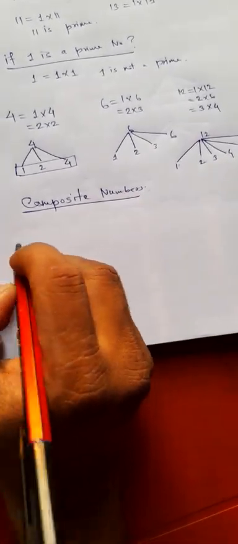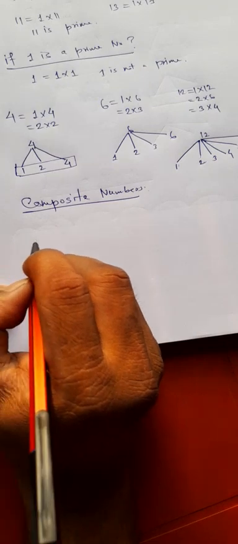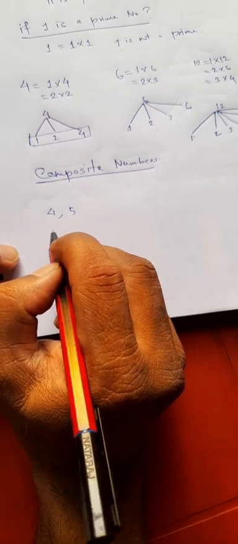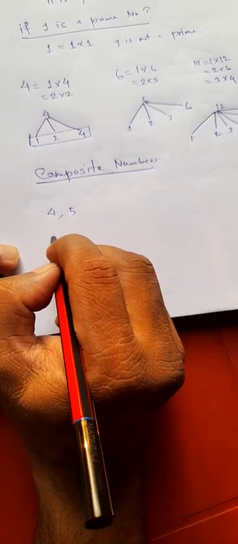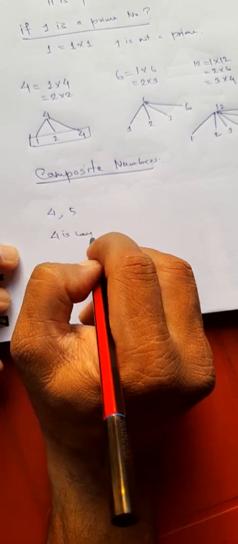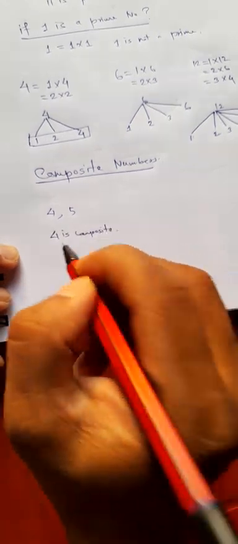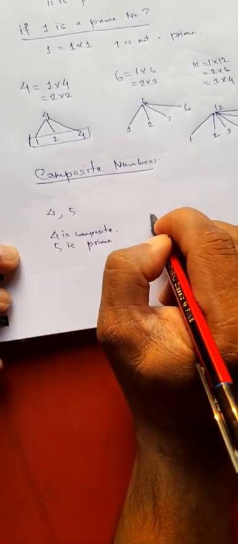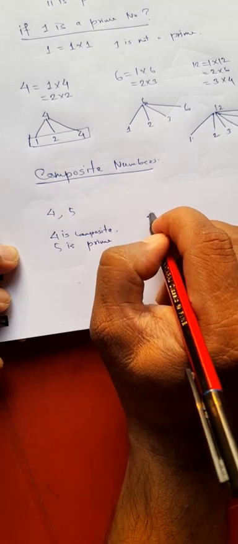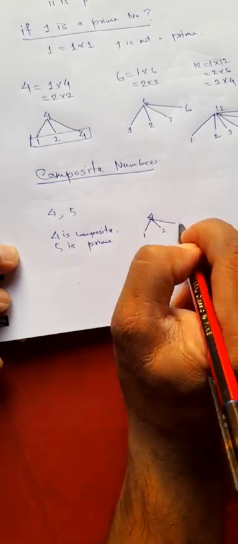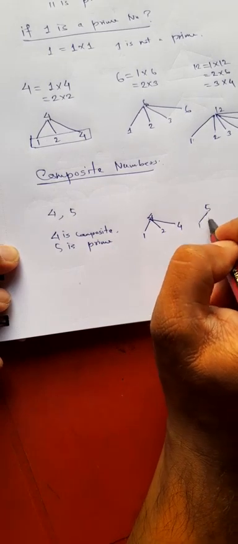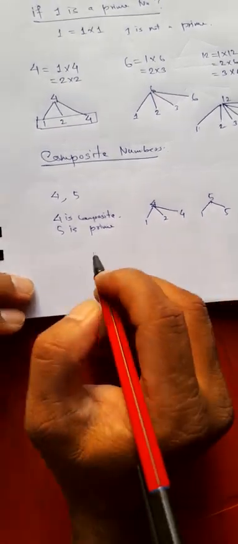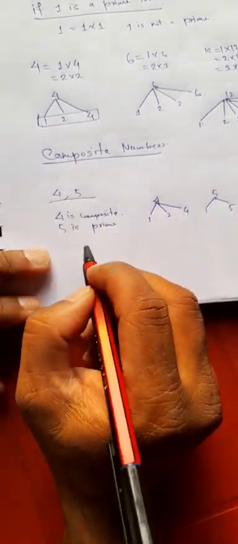Now we'll discuss another set of numbers. Say for example 4 and 5. Now 4 is a composite number. And 5 is prime. Factors of 4 are 1, 2 and 4. And factors of 5 are 1 and 5. We see that 4 and 5 have only one common factor.